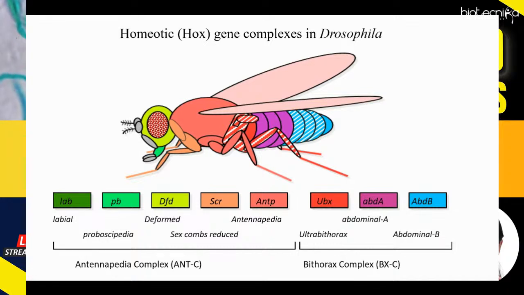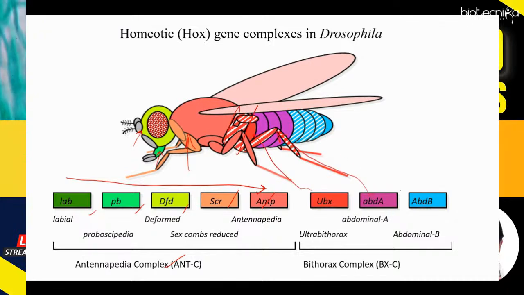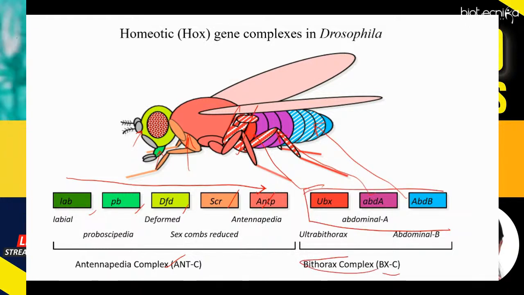Now, the homeotic gene complexes in Drosophila are divided into two sets. One is this ANTC or Antennapedia complex, in which these 5 genes are present, and the sequence in which they are present in the gene, in the same sequence they will be expressed in the body as well. For example, labial will be in the mouth region, then proboscipedia in the oral part, deformed in the entire head region, right? And sex combs reduced in the first thoracic segment, Antennapedia in the second thoracic segment, ultrabithorax in the third thoracic segment, and abd-A in the abdomen, and abd-B also in the abdomen. These all are part of the other complex, which is the bithorax complex.